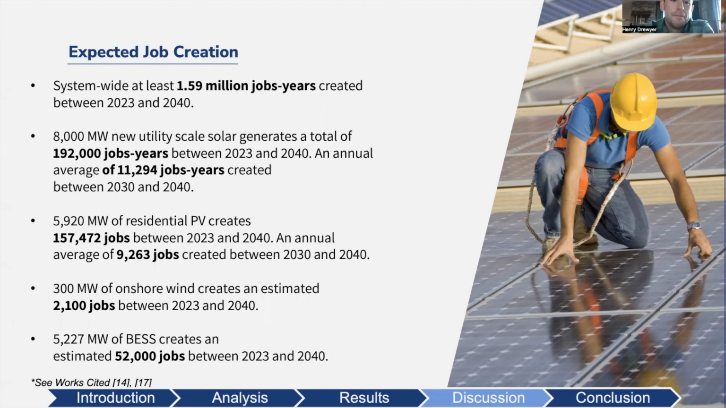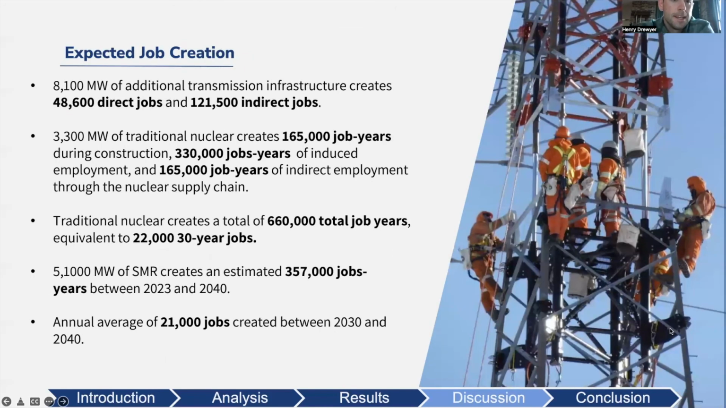And so the main takeaway here is that there are over 1.5 million job years created in our model scenario between 2023 and 2040. This is a very conservative estimate. Anytime you see a job listed, it's assuming it's a one-year job. So we anticipate this being much higher, and you can see it by generation type, what some of the job creation amounts to. And please move on to the next slide. And here are a few more, including job creation coming out of transmission infrastructure, along with nuclear and SMR development.